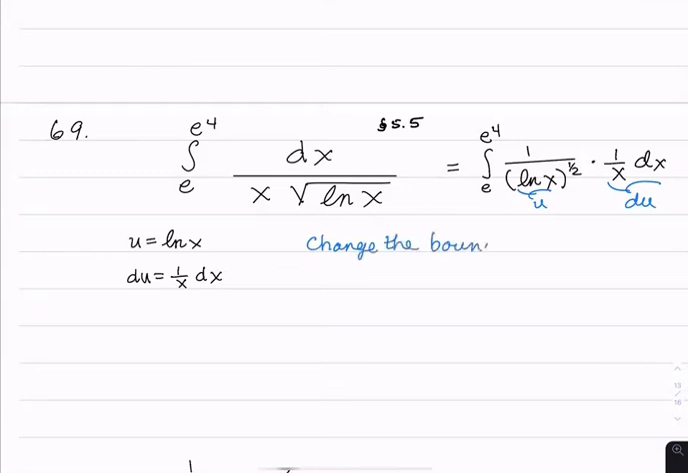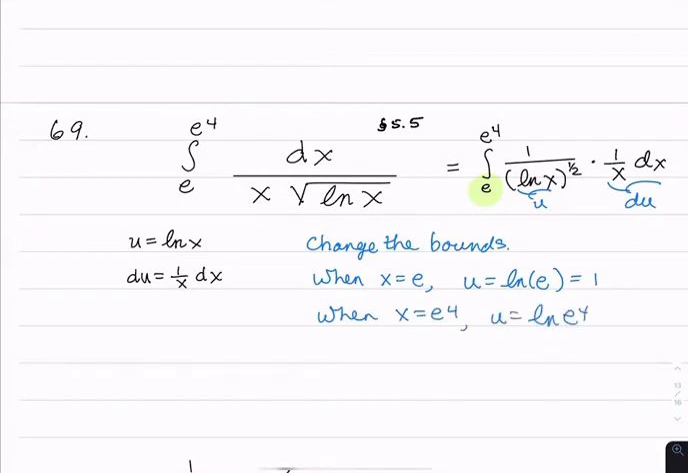You don't have to, but I'm going to do it. You can ignore the bounds completely, and then later on, when you substitute back for x, you can reintroduce the bounds, but I want to change them. When x equals e, u equals ln of x, and that's ln of e. So I'm starting off with this bottom bound of e, and ln and e cancel out and give 1. When x equals e to the fourth, u equals ln of e to the fourth. ln and e cancel out, and I get 4.